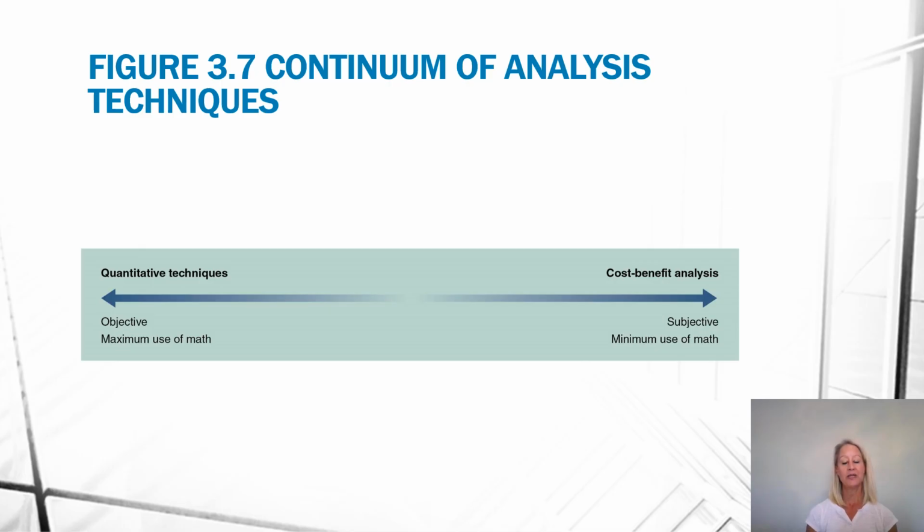As shown in figure 3.3, the conditions are on a continuum. The left end of the continuum is the quantitative techniques, the objective, which is oftentimes your maximum use of math or information. The right end of the continuum is your cost-benefit analysis. So it's subjective, and there's minimum use of math in that particular situation.